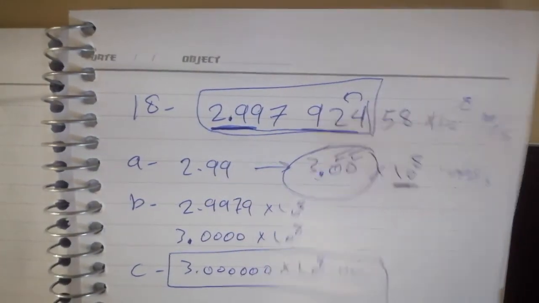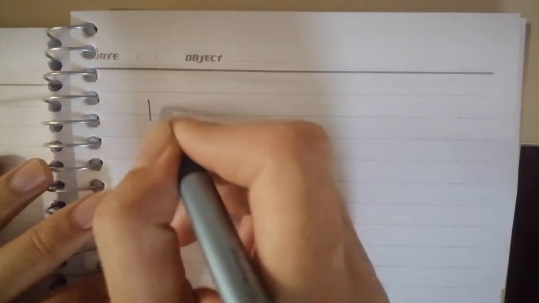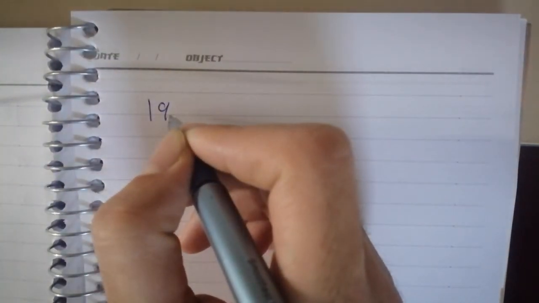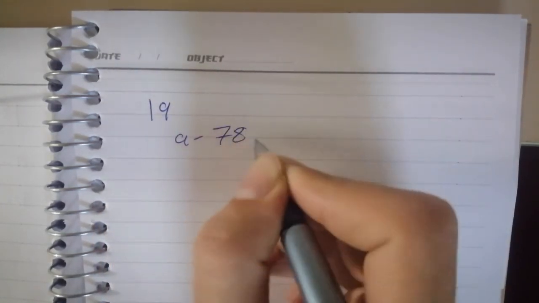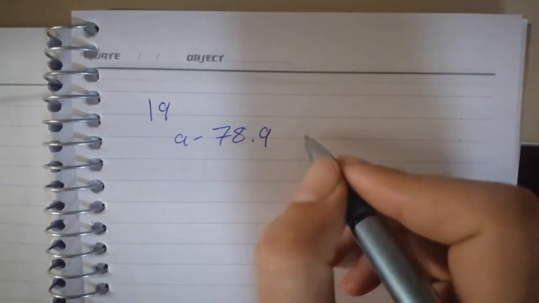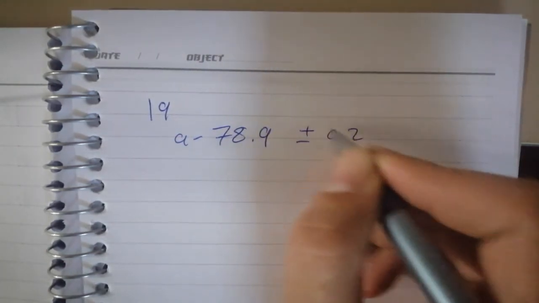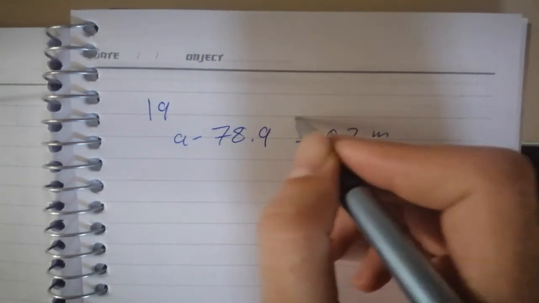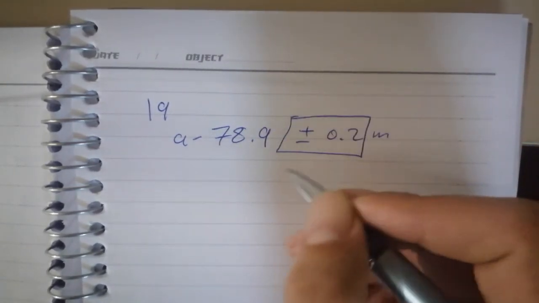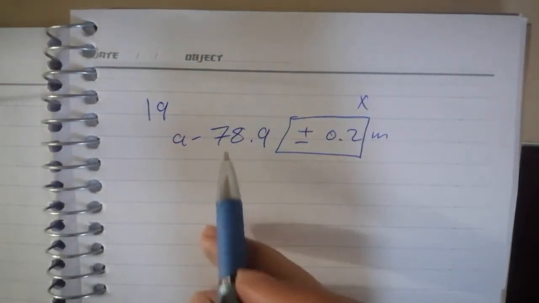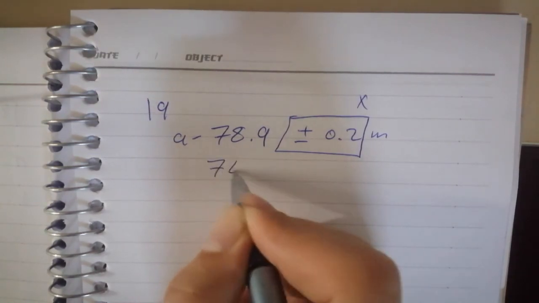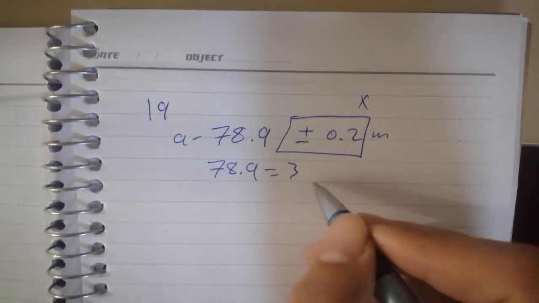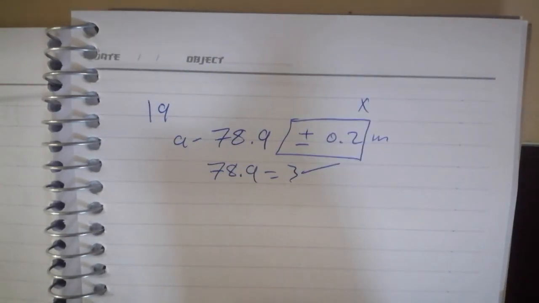All right, so let's go to question number 19. It says how many significant figures are in the following measurements. So I've got A, which says 78.9 plus and minus 0.2 meters. That plus and minus 0.2 is only the uncertainty of your measurement. We will not care about that part. We will only care about this part. So how many significant figures do we have here? We have 3 significant figures, of course. That's the correct answer, 3 significant figures: 1, 2, 3, because non-zero numbers are all significant.